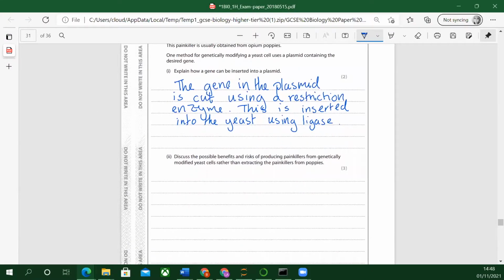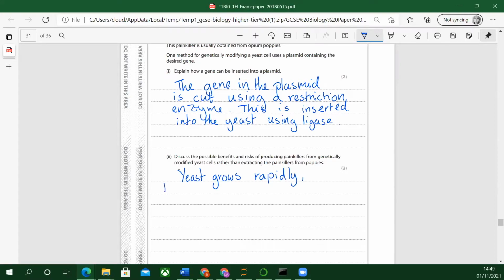Discuss the possible benefits of producing painkillers from genetically modified yeast cells rather than extracting the painkillers from poppies. So it's not like when you have to kill animals to get the insulin. It's not a thing to do with that. It's more to do with the speed. Yeast grows rapidly. That's its benefit.